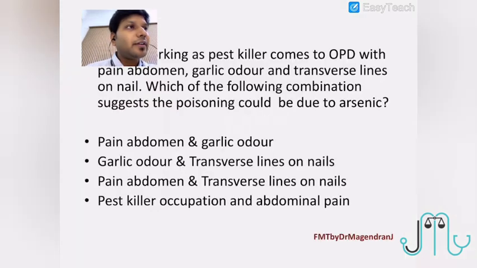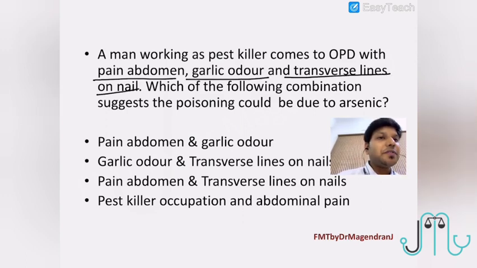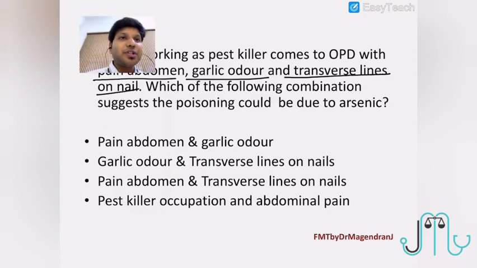Okay, fine. Moving on to the next question. A man working as a pest killer, in pest killer occupation, coming to the OPD with pain in the abdomen, garlic odor, and transverse lines on the nail. Which of the following combination suggests that the poisoning could have been arsenic? Okay, I've given you the diagnosis itself, that is arsenic, but I want you to know which of this combination is more diagnostic towards arsenic poisoning. Whether it is pain abdomen, garlic odor, transverse lines on the nail.